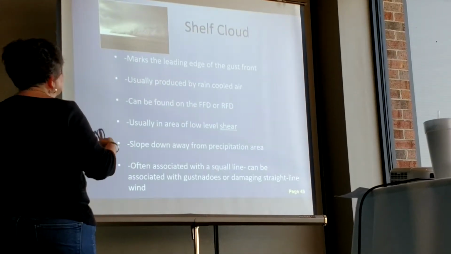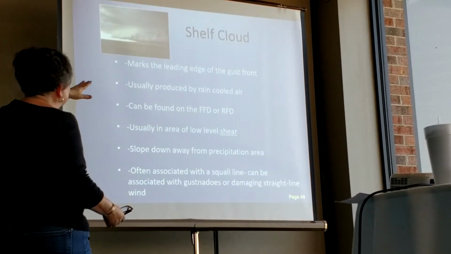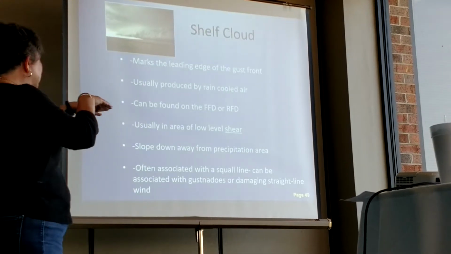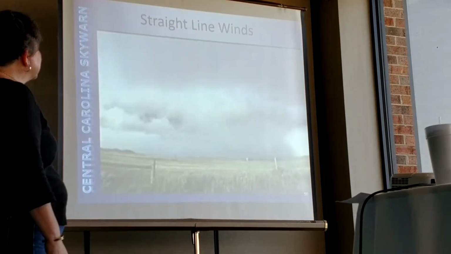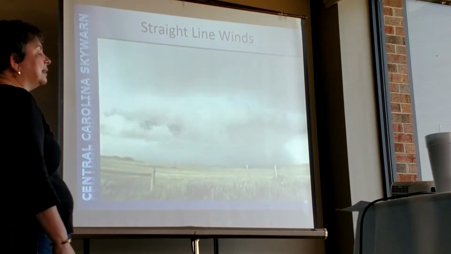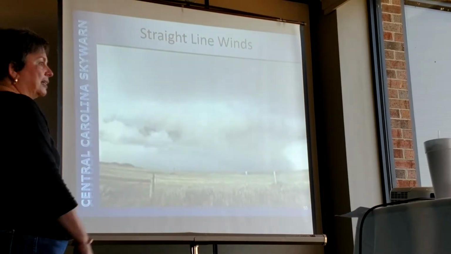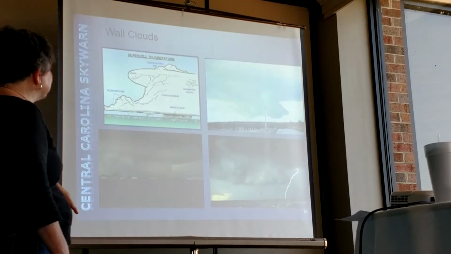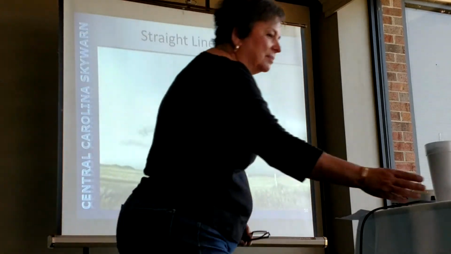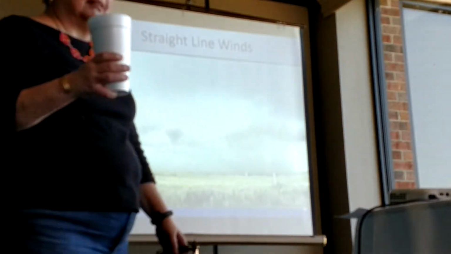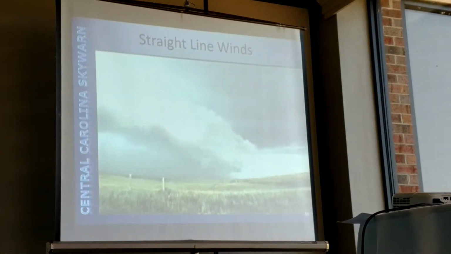It marks the leading edge of the gust front, rain-cooled air. It slopes away from the precipitation. The precipitation area is behind it, so it's sloping away from it, often associated with a squall line. And here's an example of an approaching shelf cloud and the winds associated with it. You may have to click on it. Tornadoes are not associated with shelf clouds, but the winds can be just as damaging.